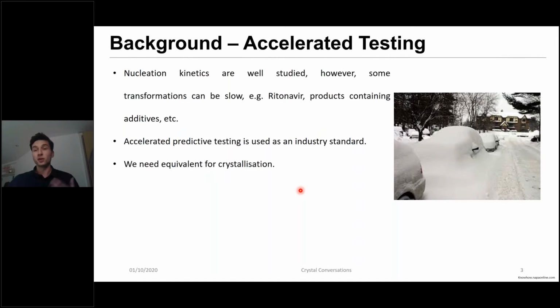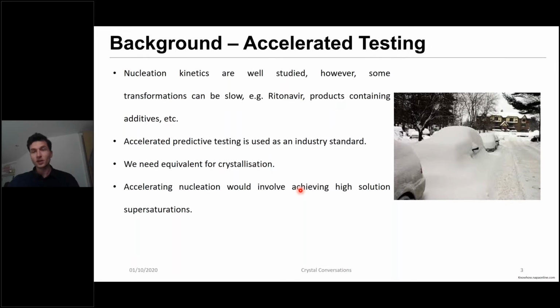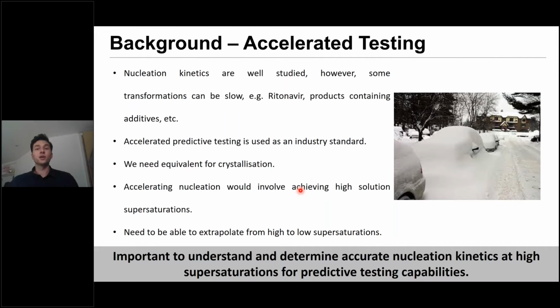So we really need an equivalent for crystallization. Given that supersaturation is a driving force for a nucleation process, in order to achieve accelerated nucleation, we need high solution supersaturations. But importantly, in achieving high solution supersaturations, we have to be able to do the extrapolation to low supersaturation conditions, so we can predict what might happen at these conditions. Realistically, it's important to understand and determine accurate nucleation kinetics at high supersaturations in order that we might have this accelerated predictive testing.